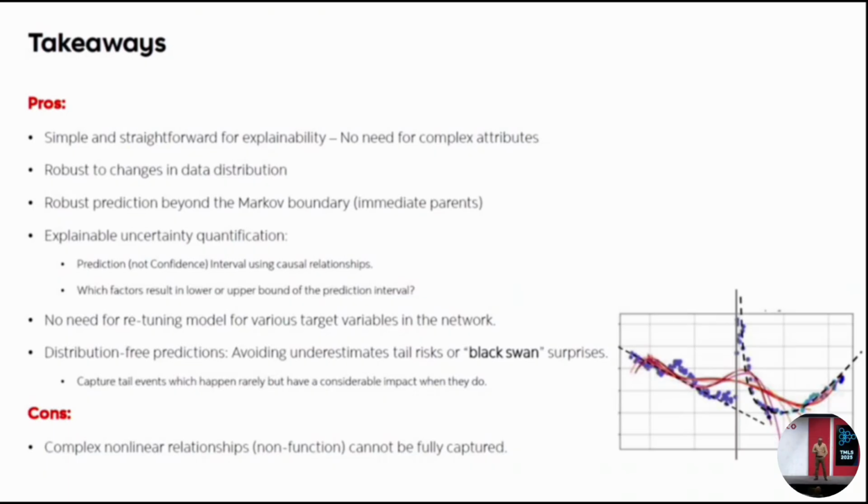But the con of the model is that complex nonlinear relationships cannot be detected definitely, because we assume everything as a function. The non-function relationship doesn't work here. But the goodness is that if you see a non-function relationship in the network, that means there is a hidden variable that you cannot capture in the model.